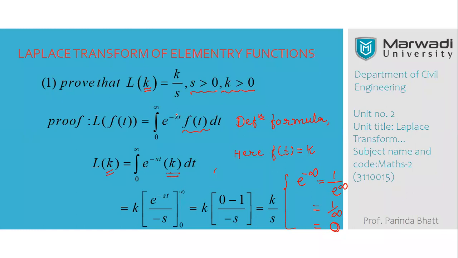Okay. Therefore, when we apply the upper limit, this is 0. When we apply the lower limit, we get e power minus 0 plus 0, but 0 has no sign. Therefore e raised to 0, and e raised to 0 is 1. Minus s as it is, and minus times minus is plus, therefore the answer is k by s. Is everyone clear on this formula's proof?